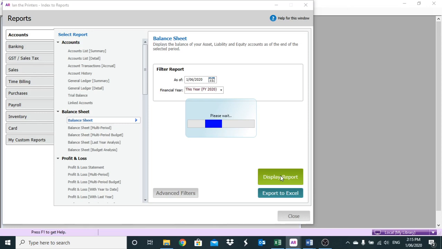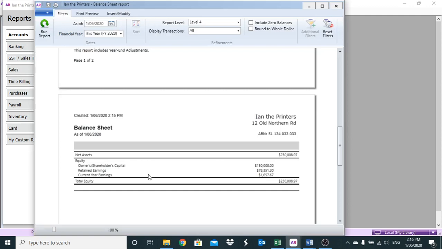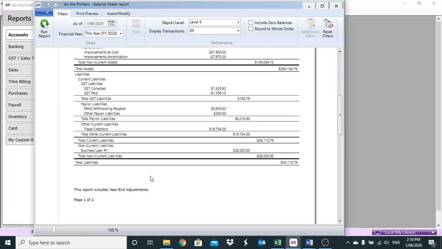So what I'm looking for here is making sure that, first of all, my total figure is correct, which is this one over here. And I'm also wanting to make sure that there is no historical balancing figure coming up here as well, which there isn't. So that shows that my balance sheet report is also accurate. Good.